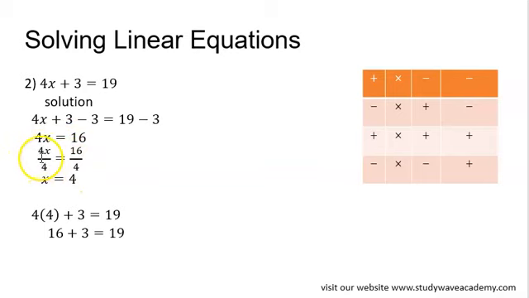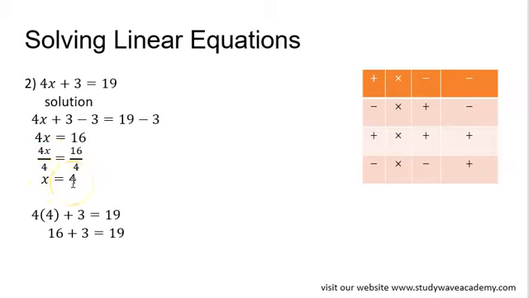4 cancels 4. We are left with x, right? So we have 16 over 4 here. Can 4 divide 16? Yes. If 4 divides 16, we are going to be left with 4, because 4 times 4 is what? 16. Okay, and 16 divided by 4 is what? 4. Do we understand? Good. Now we have gotten our x, our variable x. The number we have is 4.